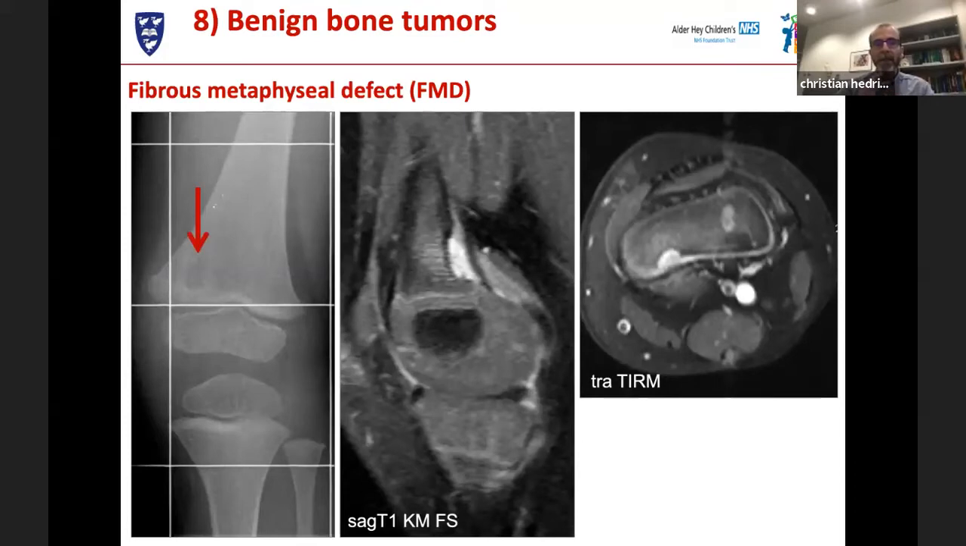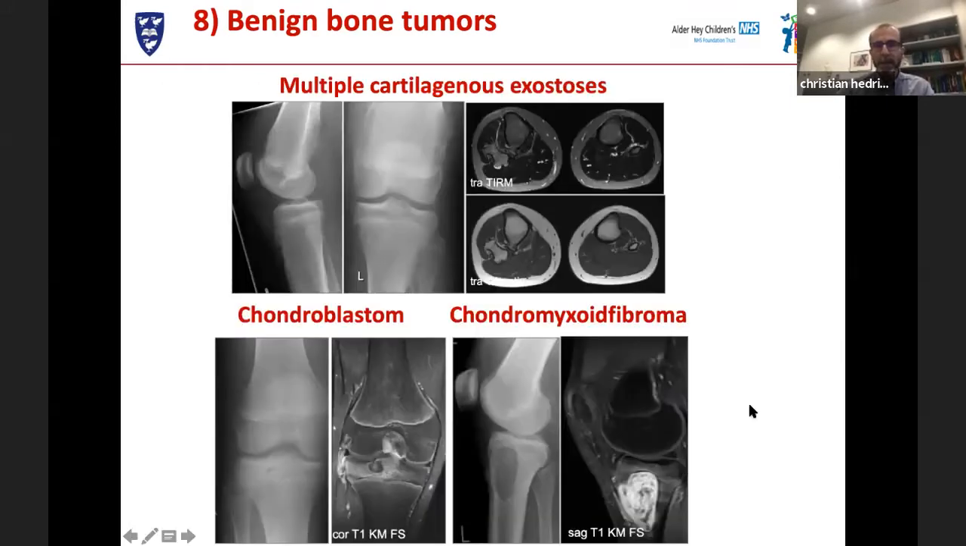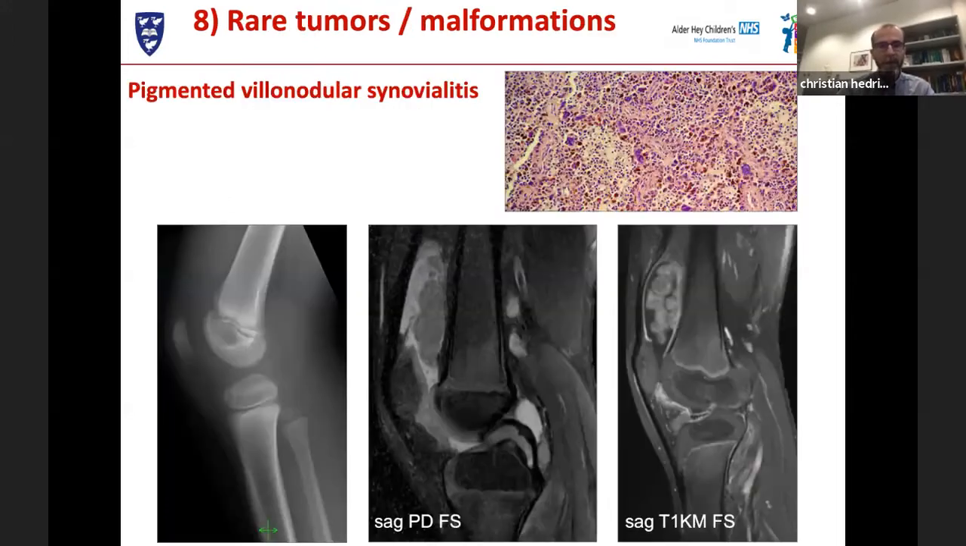There are many, many other benign bone tumors that can or should be considered, including fibrous metaphyseal defects, multiple exostosis, chondroblastoma or chondromyxofibroma, which I can't talk about in detail in this presentation.